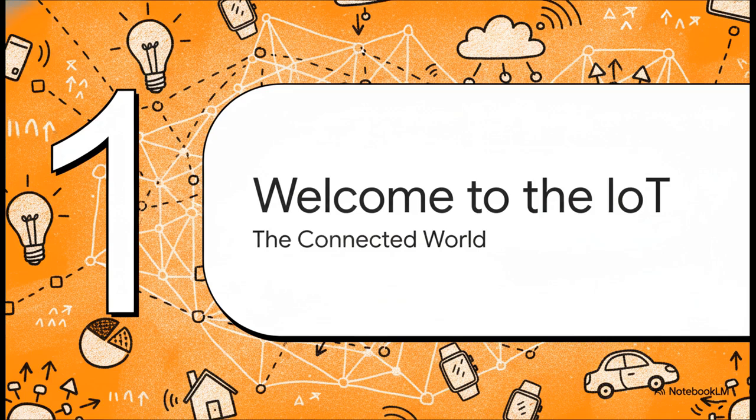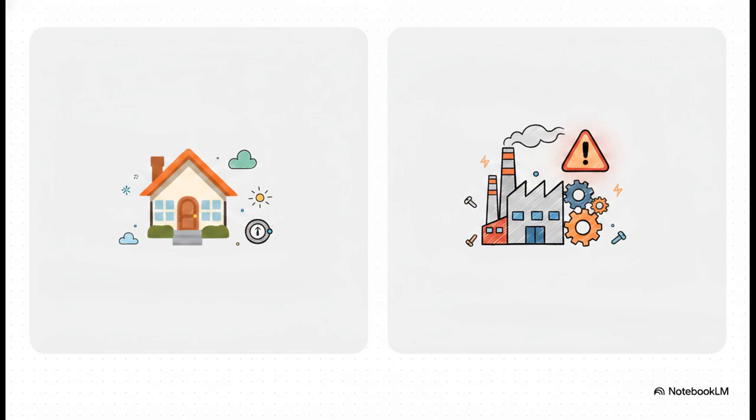Welcome to the IoT, defining the connected world. There is this massive split between consumer IoT and industrial IoT, or IIoT. And sure, the underlying technology might look pretty similar: sensors, connectivity, cloud platforms. But the actual business priorities, totally different. Think about it. A homeowner really just wants a cheap, easy-to-install smart thermostat for convenience, right? But industrial IoT requires absolutely bulletproof reliability.